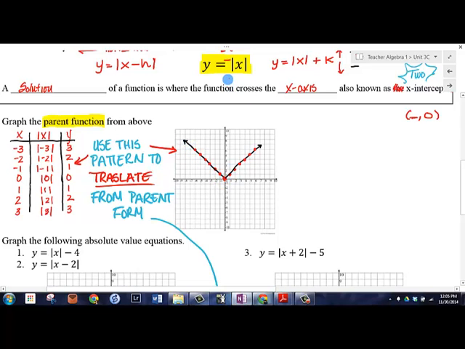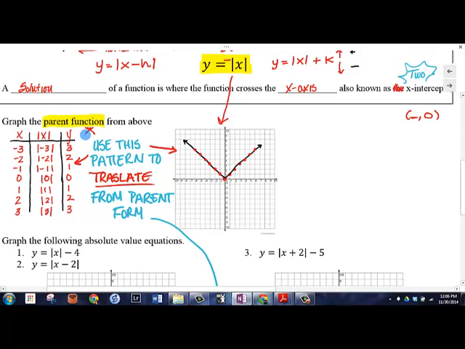Okay, this is the parent function. If I draw a little arrow down, that's what this looks like. Okay, the vertex will always be at the origin, and then as I move to the right, for the parent function, it'll go up 1, over 1, up 1, over 1, up 1, over 1, up 1, over 1. And to the left, it'll go up 1, left 1, up 1, left 1, up 1, left 1. That'll always be the shape for the parent function. You can actually memorize the shape easier than it is to plug in the values.